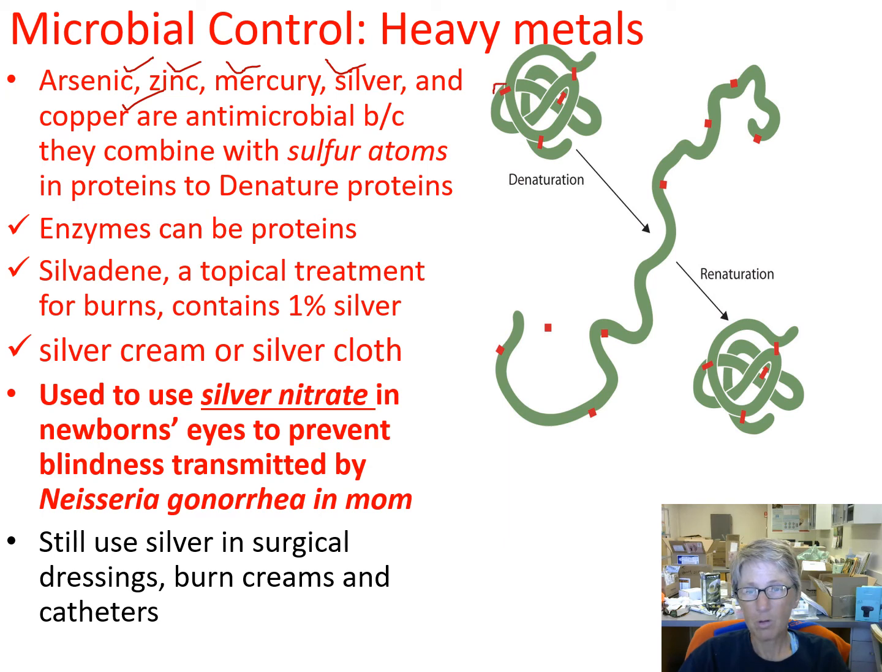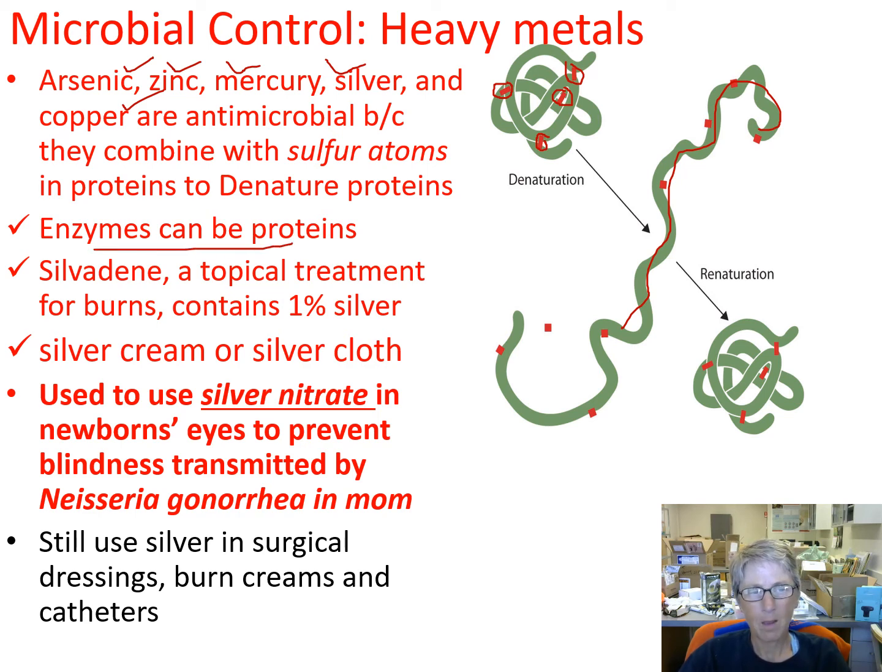So these red things are disulfide bonds. They use sulfur to give this green molecule its shape. When you add heavy metals, the heavy metals cause these bonds to break, and the protein denatures. So it denatures into this thing. Now this thing's not functional. This protein could be an enzyme and it's not functional. So we said enzymes can be protein.